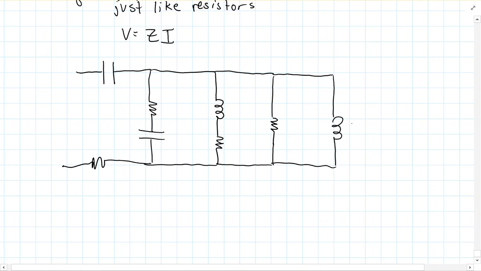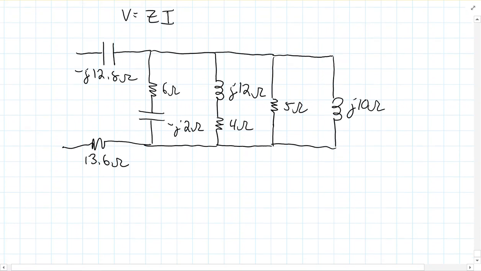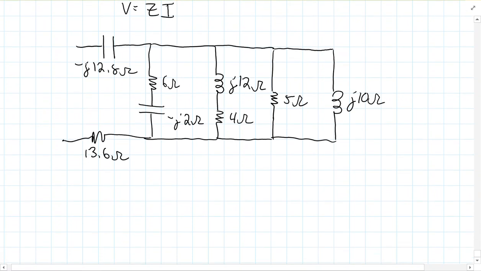Okay, so I've got several things here. What you'll notice in this problem is that the impedances are already labeled, so we're not having to do any kind of conversions. They've already done the conversion. So we actually have no idea what frequency the circuit is seeing, but they've done all the computations for us. And then this is 13.6 ohms. So then we just go ahead and combine these like we would normally.